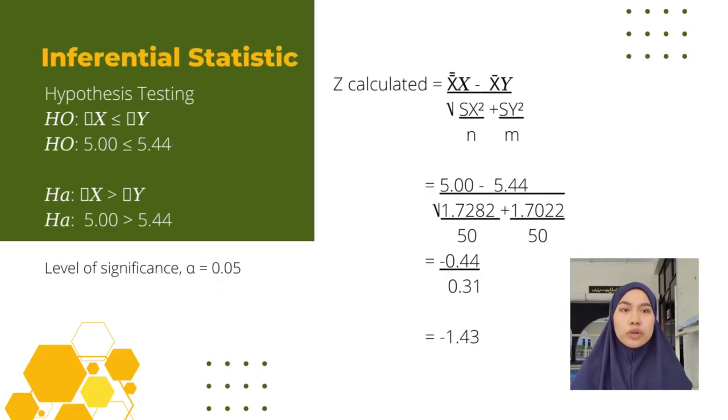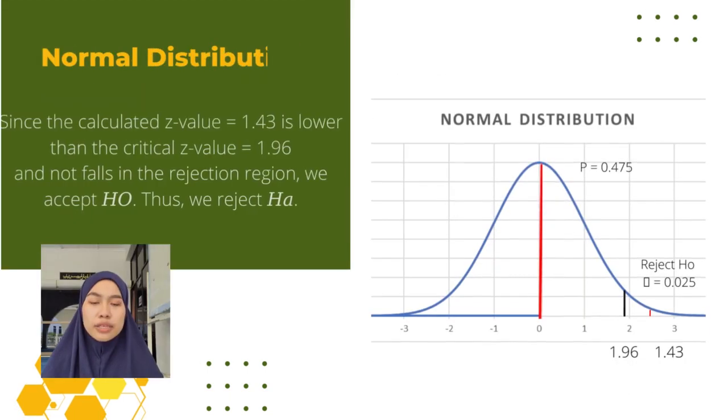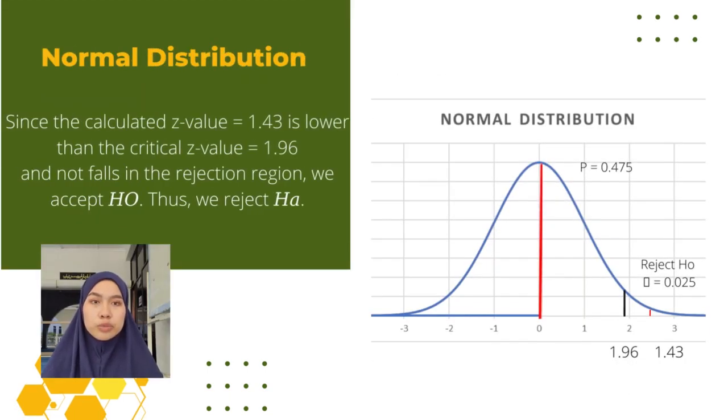Next we go to our inferential statistic. As we see in our hypothesis testing, we have our H0 and H alternative, and our level of significance is 0.05, and the Z calculated that we have is negative 1.43. And lastly for my part, the normal distribution.